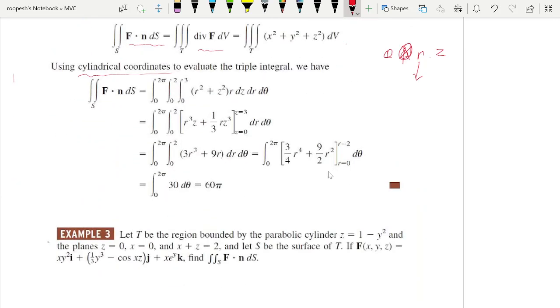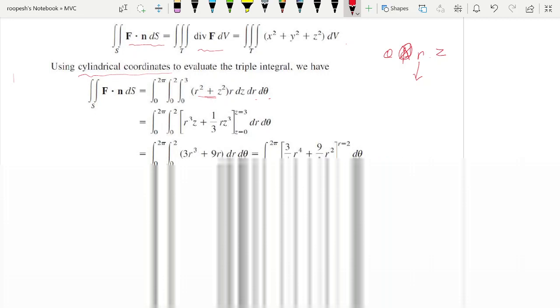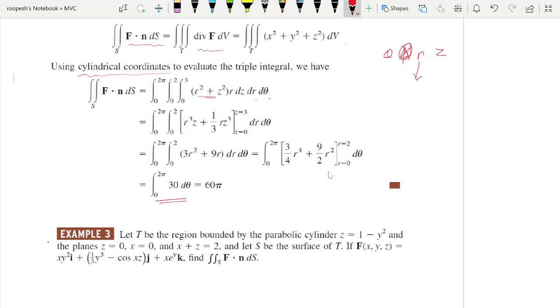So the integration is from 0 to 2 pi, 0 to 2, 0 to 3, of r square plus z square. From where did you get this one? By converting everything into the cylindrical coordinate system, right? R dz dr d theta. Now by integration, this will result in the integral from 0 to 2 pi of 30 d theta. So we'll get that to be 60 pi. Okay, you should refer to the cylindrical coordinate system there.